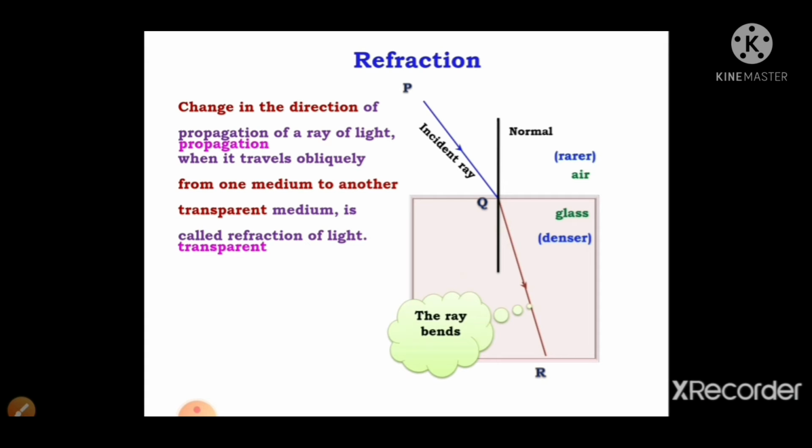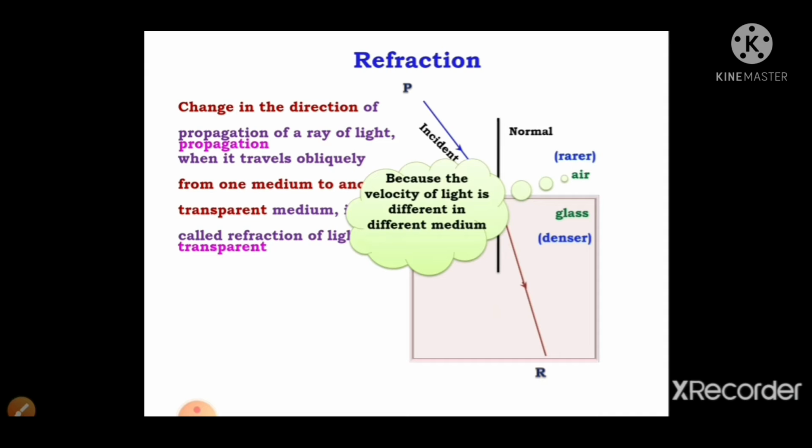Now this ray bends. You can see here the ray has bent, and this bending of light is called the refraction of light. Because the velocity of light is different in different media, this is the reason why the light bends, why the light does not follow the property of rectilinear propagation of light, that is, light travels in a straight line. Because as soon as the light enters from air to glass, the medium changes, and because of that the velocity also changes, and because of that the light bends.